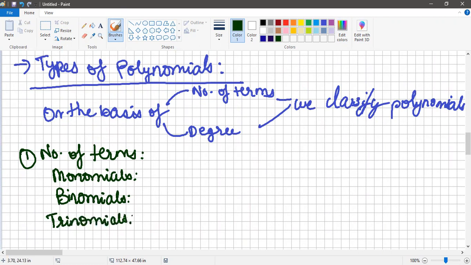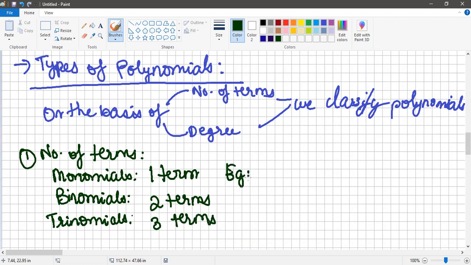I'm sure all of you have heard of this in your previous class, in 8th standard, 7th standard also. I hope you remember. This is a very easy one. A monomial is nothing but an expression containing one term. A binomial is an expression containing two terms. And a trinomial is an expression containing three terms.